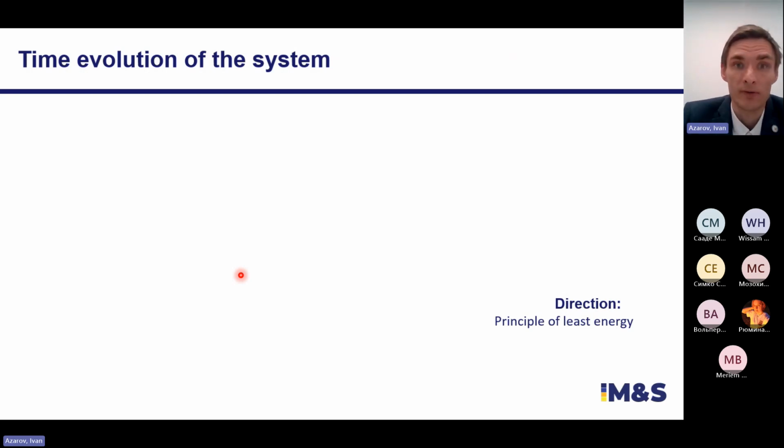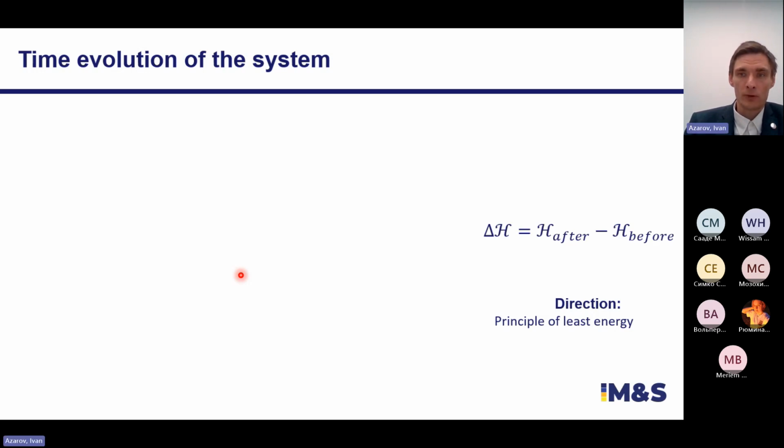Well, but how can we determine the direction of time evolution of the system? It's a very important question. For example, in thermodynamics, we know the second law of thermodynamics, and in such complex systems like biologic systems described by sites or nodes united in biologic cells, it's more convenient to use some derivative law from the second thermodynamics law. It's the principle of least energy. For this purpose, we will use delta Hamiltonian, the Hamiltonian after subtracted by the Hamiltonian before.